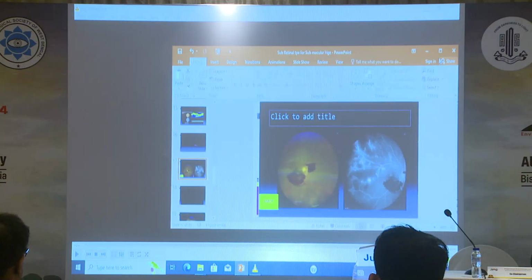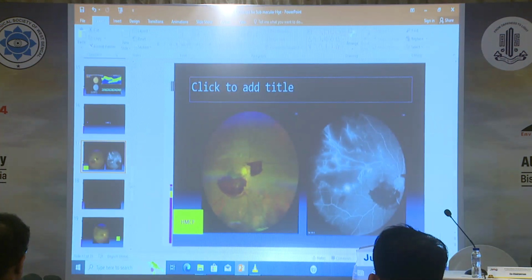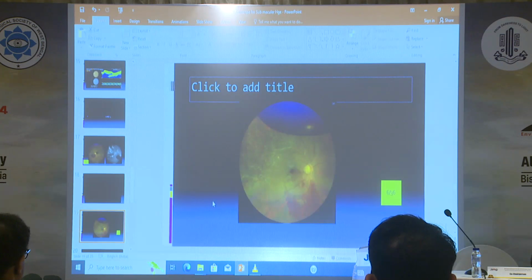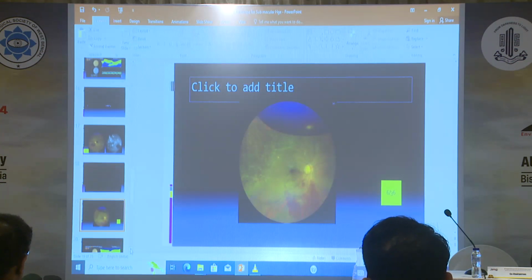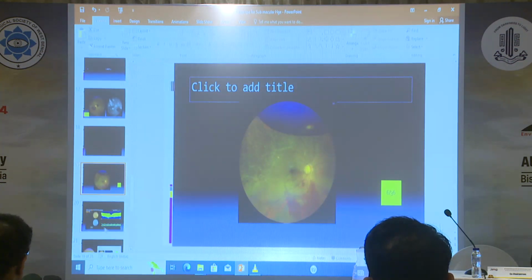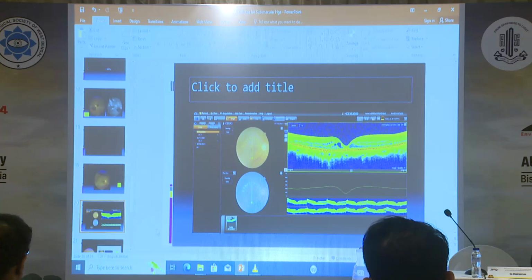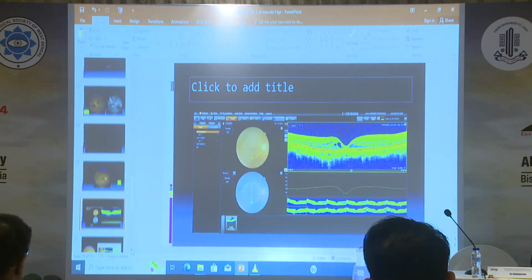In the post-op, around 2 weeks post-op, there is a very good resolution of the subretinal bleed and I can see the gas bubble. So I have done around 20-25 cases till now. This is one more case. I don't have the video, but this is the post-op of that submacular bleed with the vasculitis. I can see the foveal contour maintained very well.